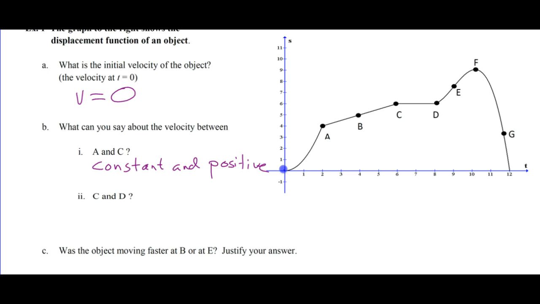What about between C and D? It's 0, right? If there's no change in displacement, then there is a 0 velocity. So the velocity is 0. How do we know? It's a horizontal line, right?